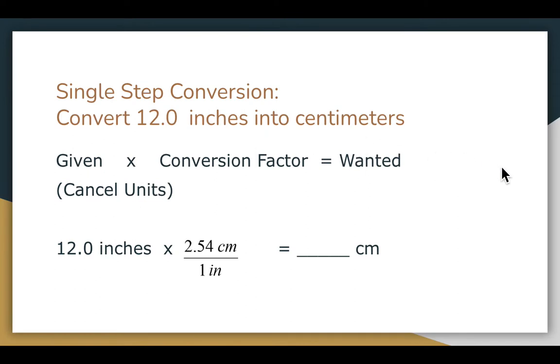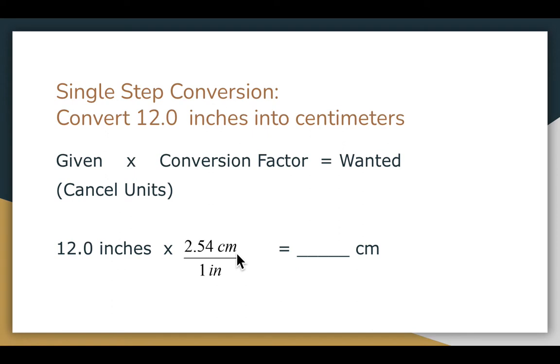So here's a single step with a conversion factor. Convert 12 inches into centimeters. The way we set up this problem is we identify the given. In this case, it's 12 inches. We identify the wanted. We want to convert it into centimeters. And we identify the correct conversion factor. Well, we know 1 inch equals 2.54 centimeters.